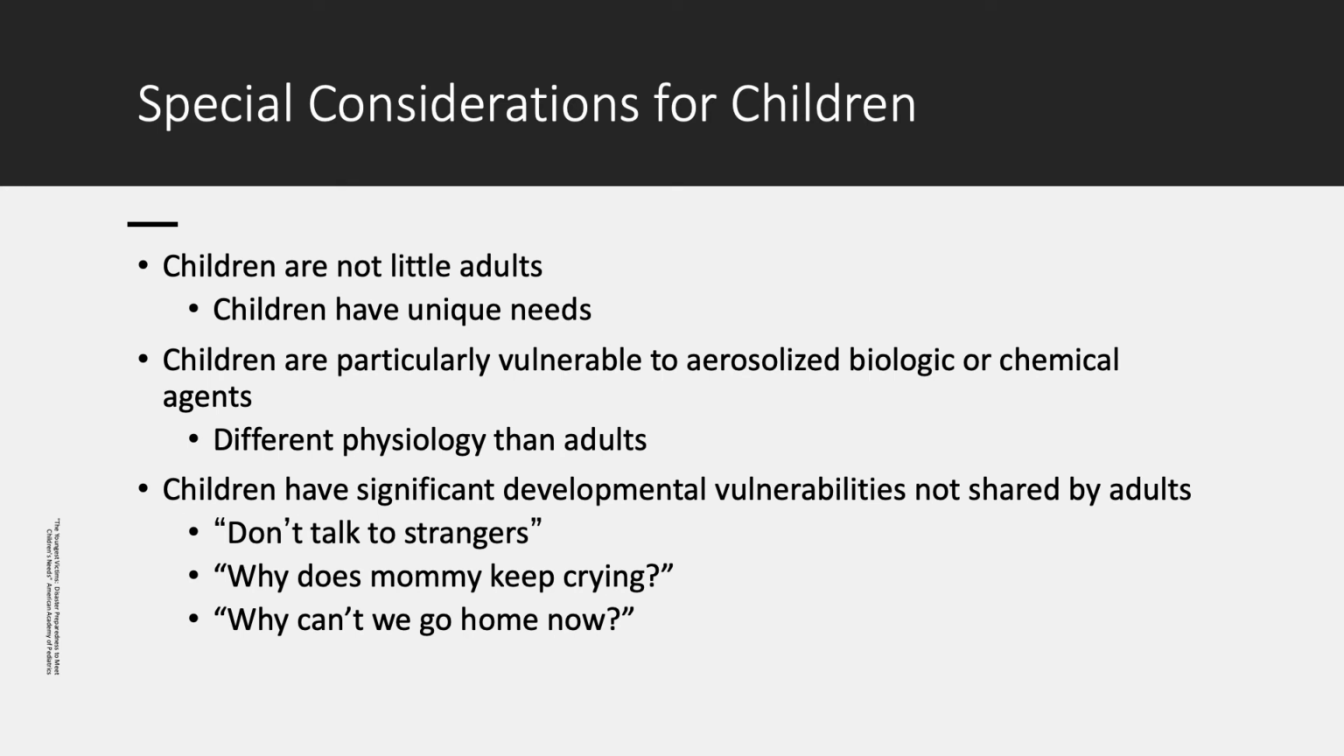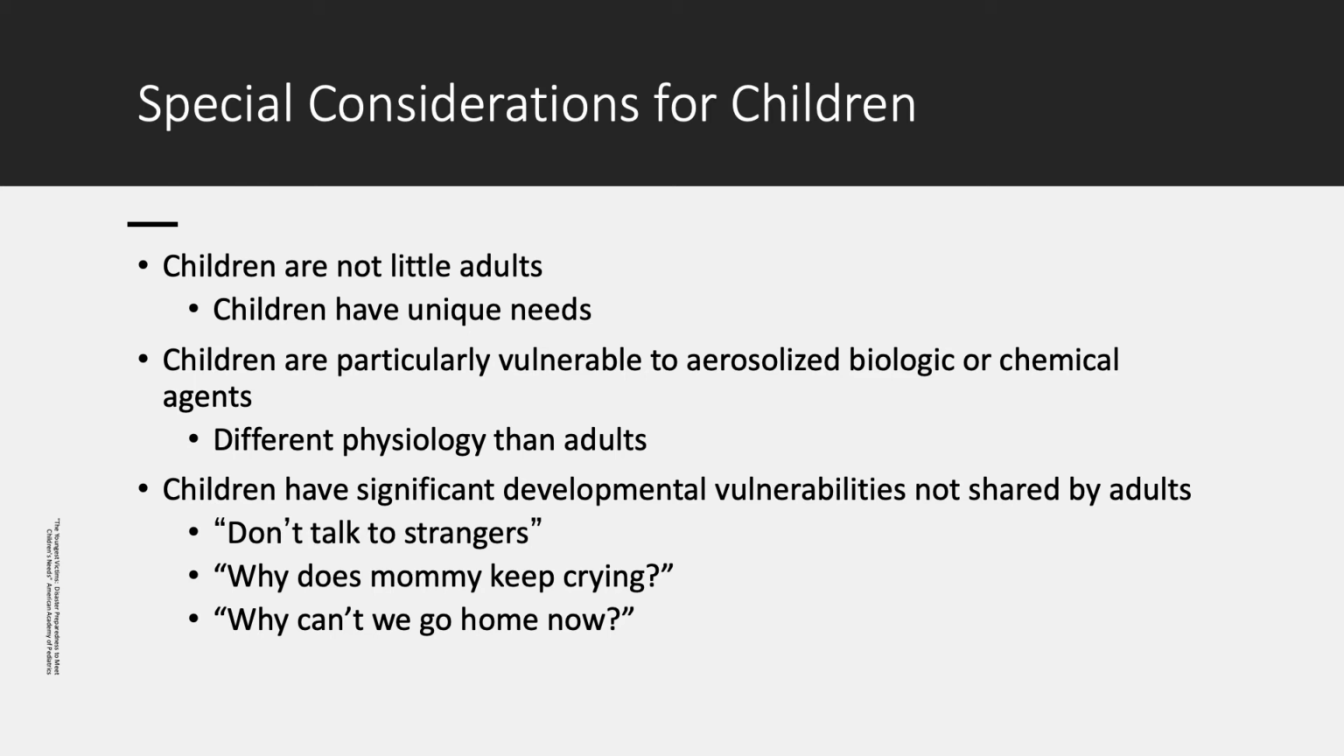Some special considerations for children is to always remember they are not little adults. And I know as PMPs, you know that. But all the people that you interact with that are not healthcare, they may not know it so much. Children are particularly vulnerable to aerosolized biological and chemical agents. And you saw this in your book chapter where it talked about the different physiology than adults. And I would highly recommend that you go back and review that, because it's not just that their lungs are different, but their skin's different. And this is important to understand.